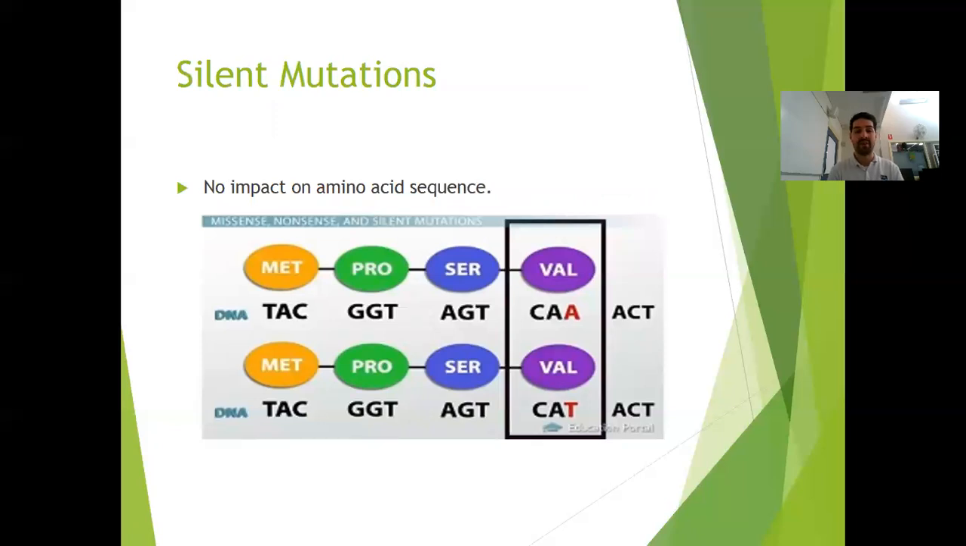So even though we've had a mutation, there's been no change in the amino acid sequence and the protein would be exactly the same. So you can see here, we've got CAA being replaced with CAT, but the amino acid they code for is the same. And that means that there's going to be no change to this protein and therefore no change to, I guess, the functioning of what it does.